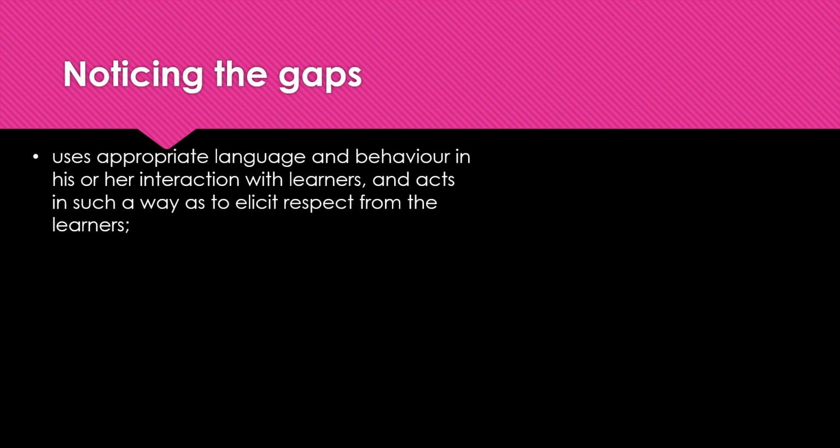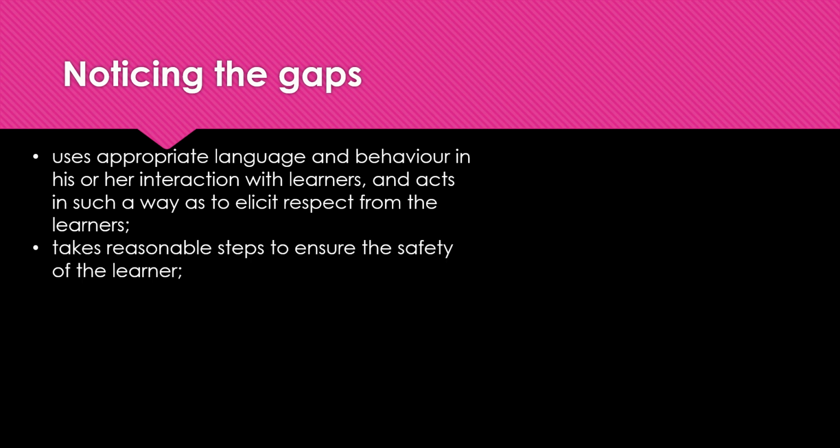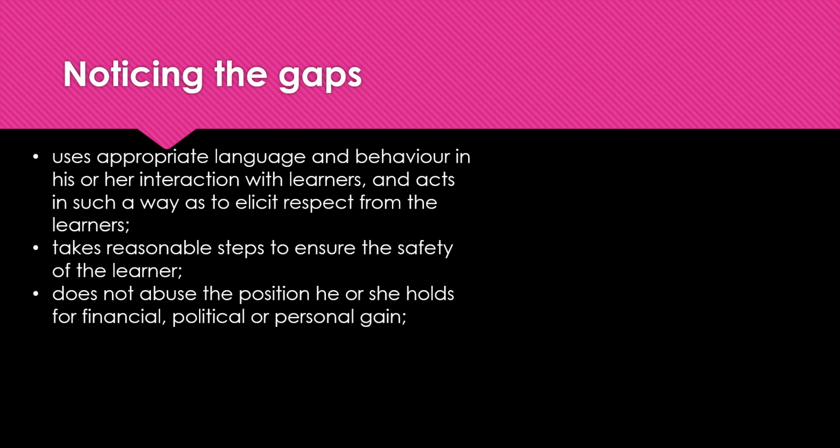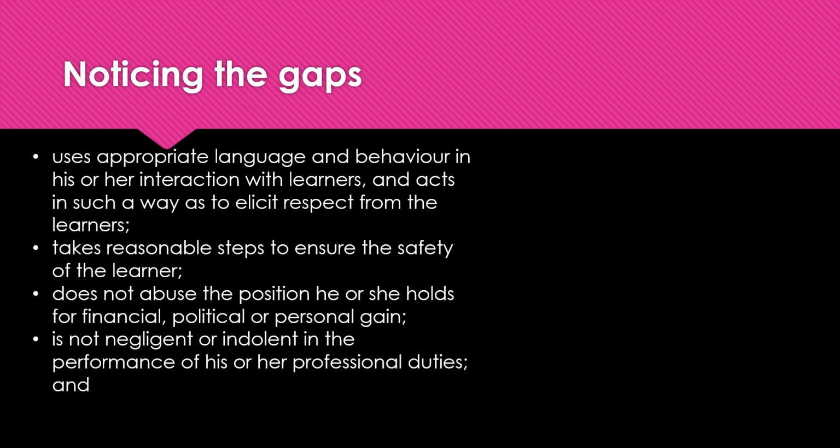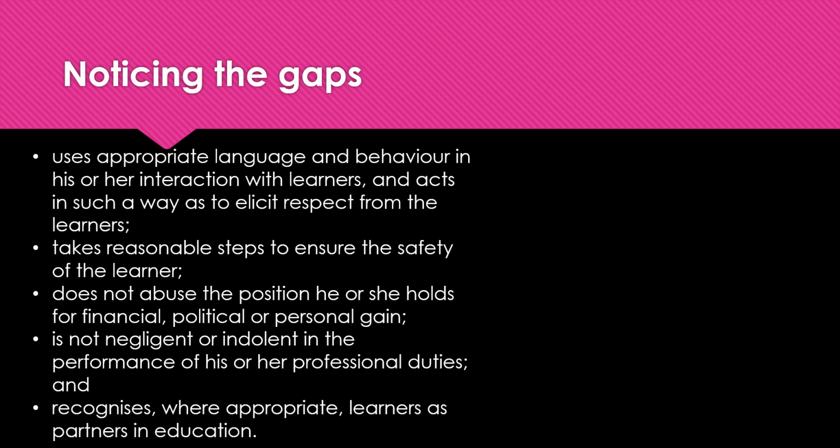But the rest of this section relating to learners is not quite as clear and unambiguous. It continues by saying that teachers must use appropriate language and behaviour in his or her interactions with learners, act in such a way as to elicit respect from them, take reasonable steps to ensure their safety, not abuse the position they hold for financial, political, or personal gain, and not be negligent or indolent in the performance of his or her professional duties, along with recognising, where appropriate, learners as partners in education.